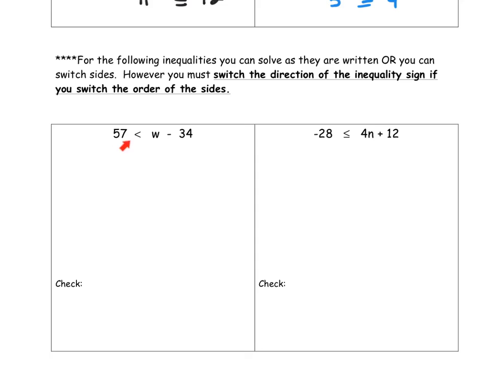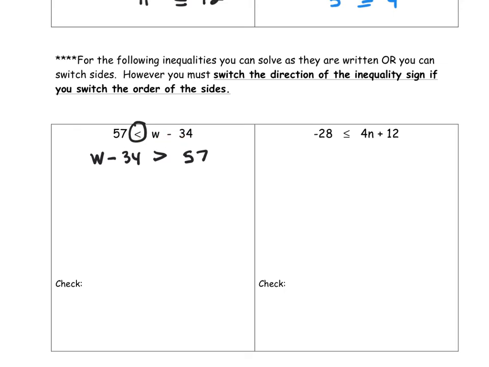So this says 57 is smaller or less than W minus 34. This is the smaller value, and this is the larger value. So if I switch sides, I have to take exactly what I'm given on the right-hand side, and I'm going to move the 57 to the left-hand side, but this sign must reverse because this value is larger than this value. So now I'm showing that whatever is over here is larger than 57. That also means the same thing as 57 is smaller than W minus 34.